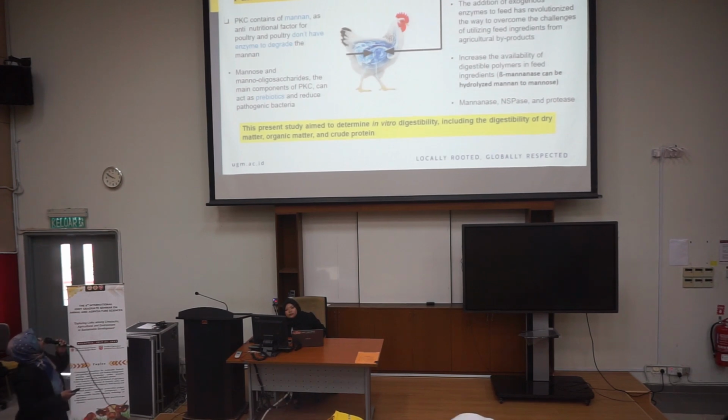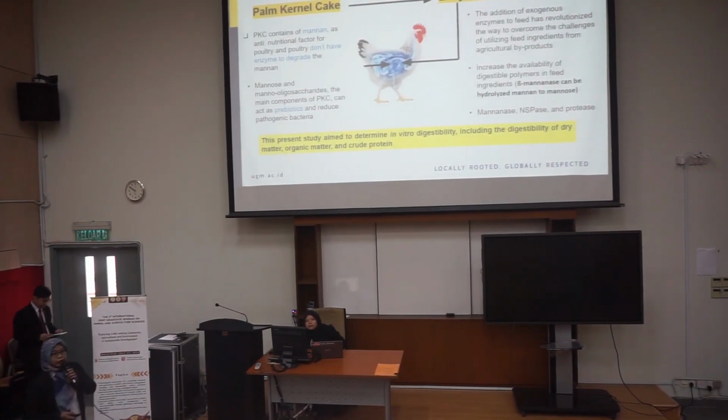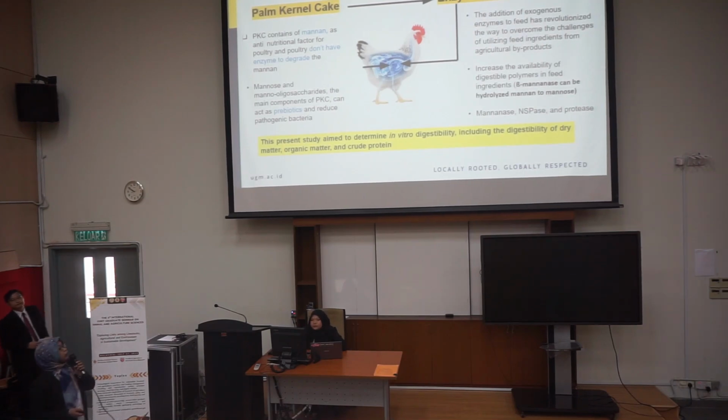Palm kernel cake contains mannan. Mannan is an anti-nutritional factor for poultry, and poultry don't have the enzyme to degrade mannan. Mannose and mannooligosaccharide, the main components of the hydrolysis, can act as prebiotics and reduce pathogenic bacteria.